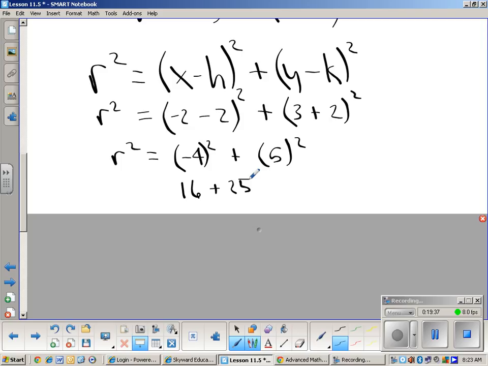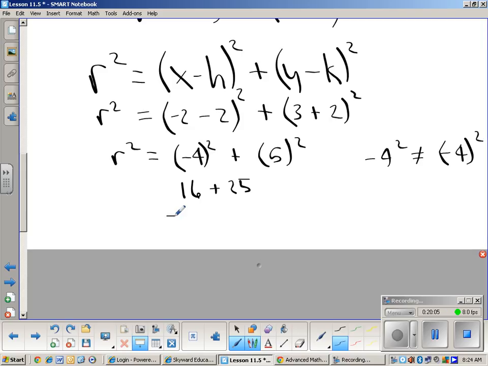Make sure you do that correctly in your calculator. Many of your calculators now know the difference between this and this. The one on the left gives me -16, the one on the right gives me a +16. They're not the same. The one on the left is saying the opposite of 4 squared. The one on the right is saying a -4 squared. And so this is 41. So r squared is 41.